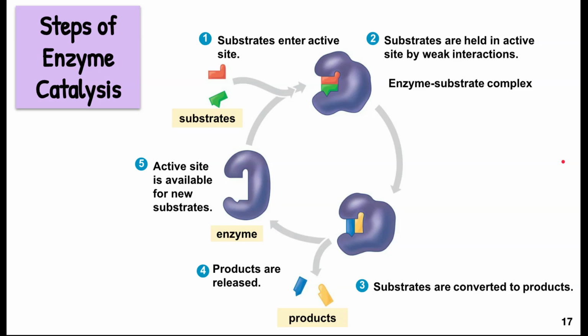form the enzyme-substrate complex. The substrates get converted to products, and the products get released from the active site of the enzyme. Once the products get released from the active site, the enzyme's active site is available for new substrates to bind. There's a 3-dimensional shape change that has to occur between step 3, 4, and 5.